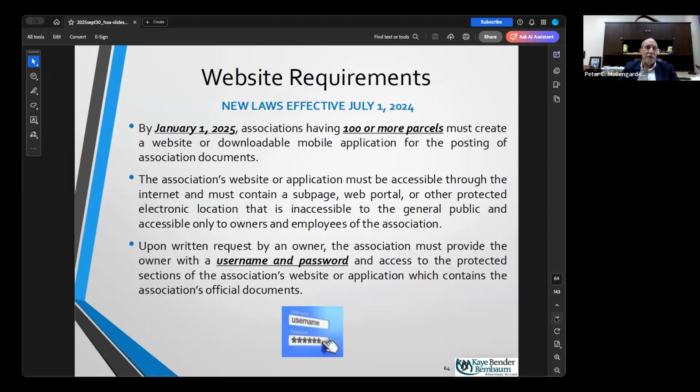The association website or app must be accessible to the internet and must contain a subpage, web portal, or other protected electronic location that is inaccessible to the general public and only accessible to the owners and employees of the association. Upon written request of an owner, the association must provide the owner with a username and password and access to the protected sections of the website or app, which contains the association's documents.